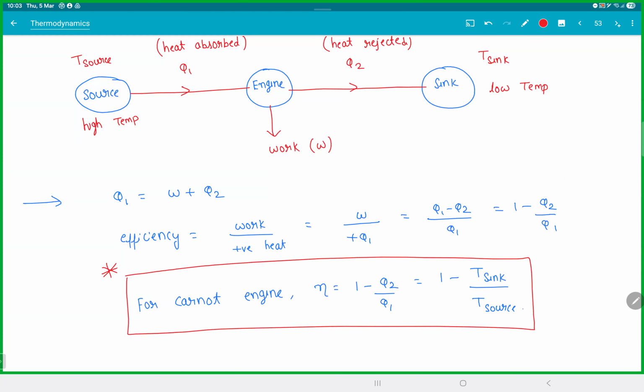This is only for Carnot cycle. If it is any other cycle, then we have to derive the whole thing. But this is the most efficient cycle. But generally, people don't use this, because first of all, a reversible process will take infinite time.